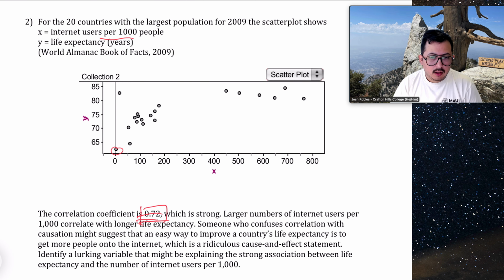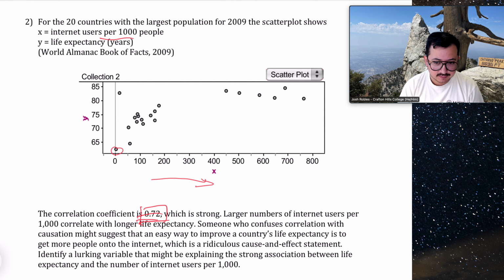So how does this scenario make sense here? You can see the sentence there. Larger numbers of internet users, which means a larger number on the x-axis, correlate with longer life expectancy. In general, you can see there's a pattern here. It's not a linear pattern. We can always calculate the correlation, even if it's not linear. On our own, we should judge if it's linear or not, so that's not great here. But we did it anyways.